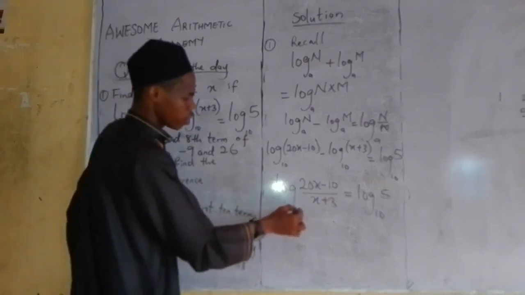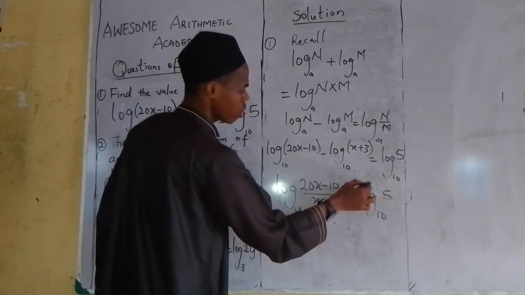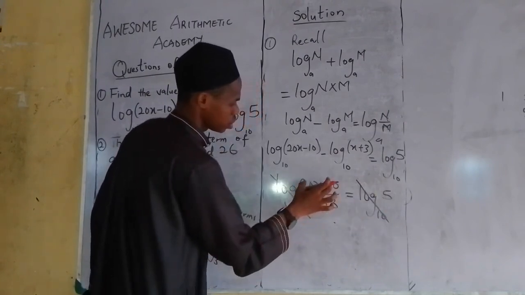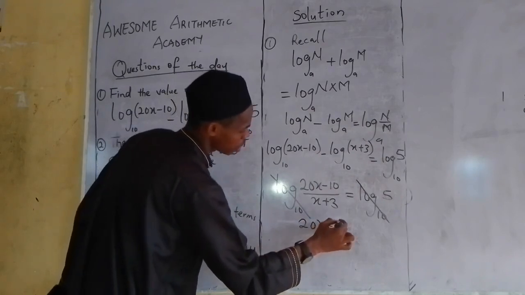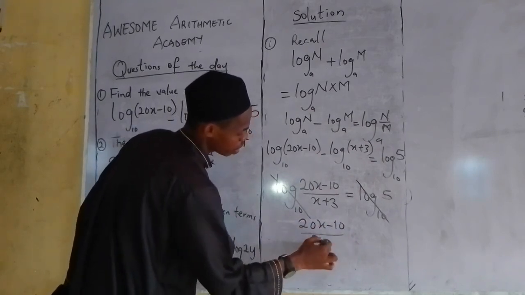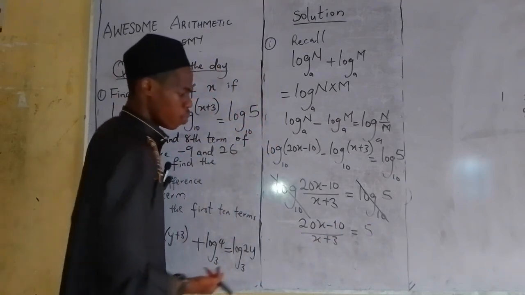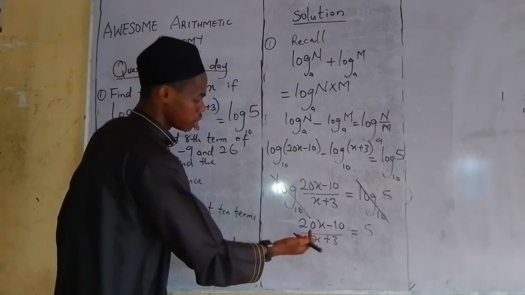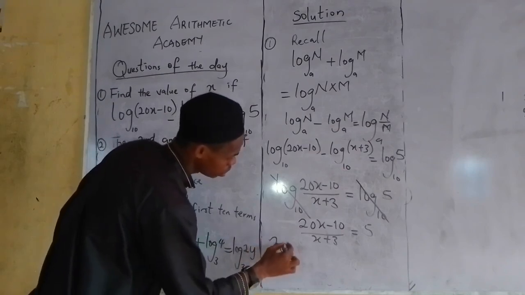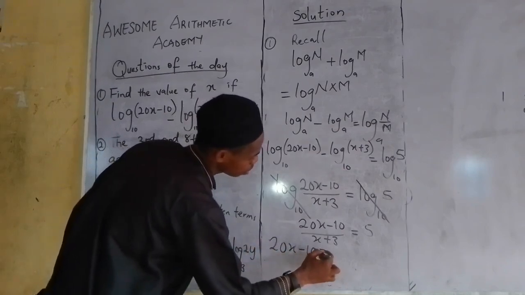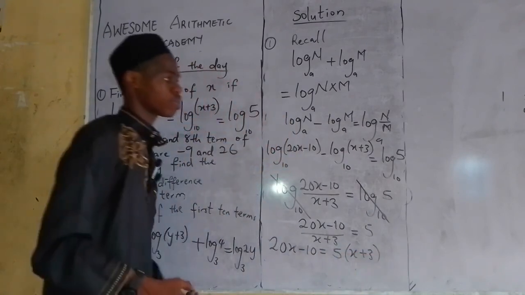Why? Because I'm having log of base 10 here, another log of base 10 here. Since the logs are equal, that means these two arguments should be equal. So therefore I'm left with (20x minus 10) over (x plus 3) equals 5. When I level it out, I use the denominator to multiply this side. I will be having 20x minus 10 equals 5 times (x plus 3). Right?